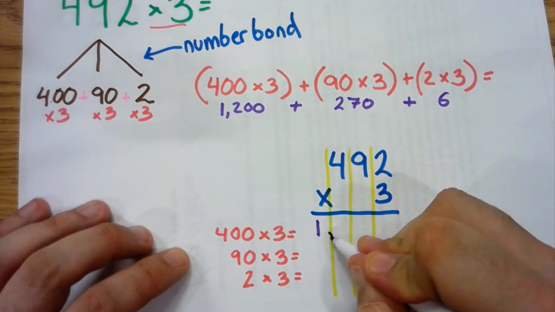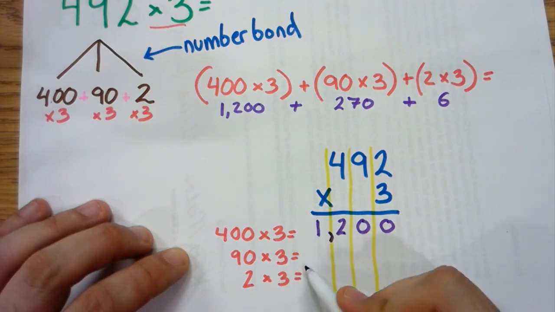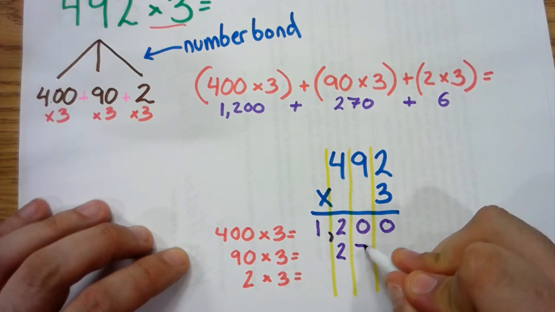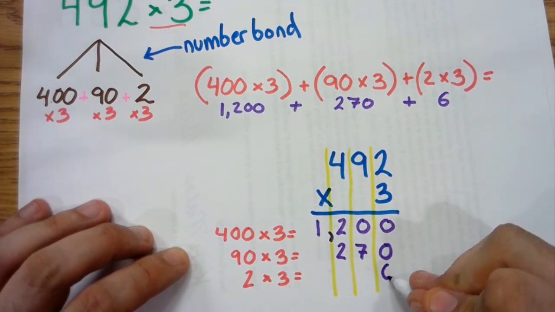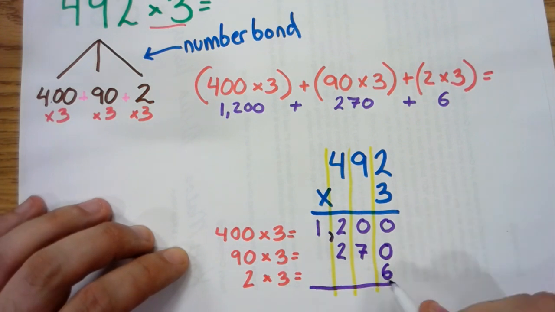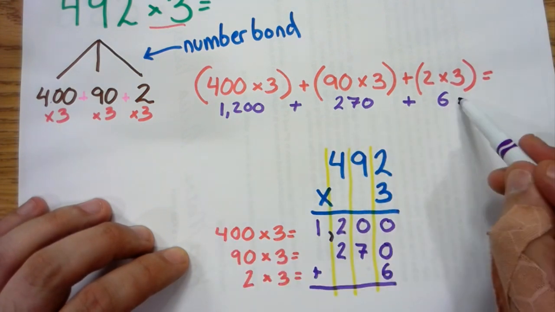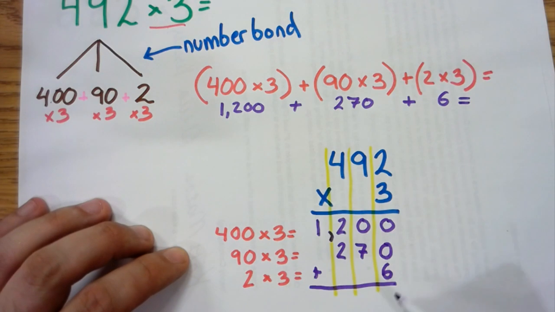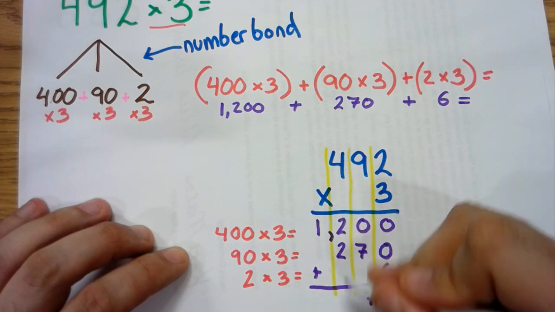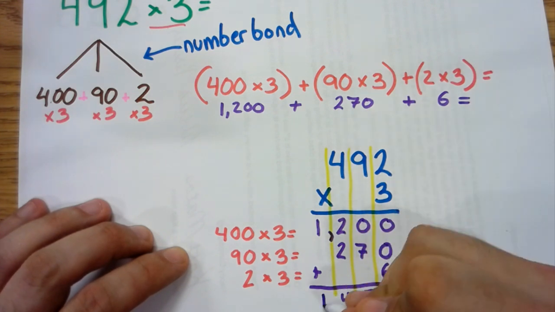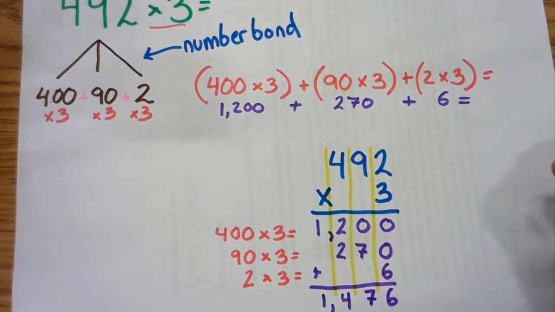So I've got 1,200. 90 times 3 is 270. I'm using my extended facts to help me. And 2 times 3 equals 6. And now this is a lot easier. Before I had 1,200 plus 270 plus 6. That horizontal method was a little bit tough when I had to regroup. But here it's going to be a lot easier for me. I can do 6, 7, 2 plus 2 equals 4. I guess I'm not really regrouping, am I? 1,476. So that's my product.